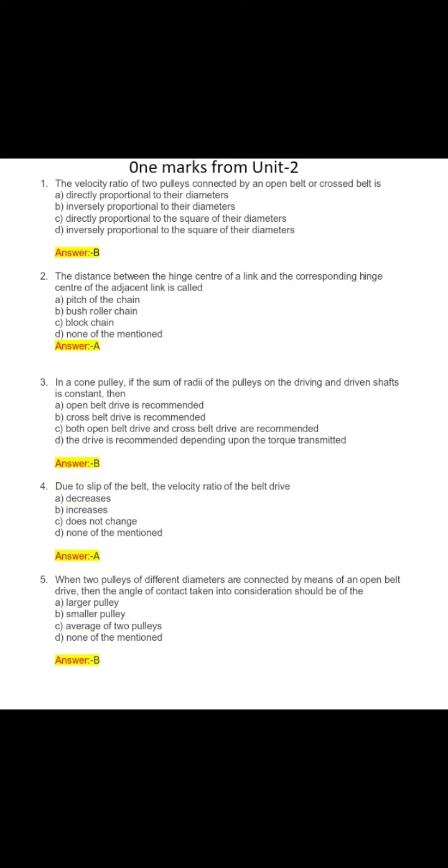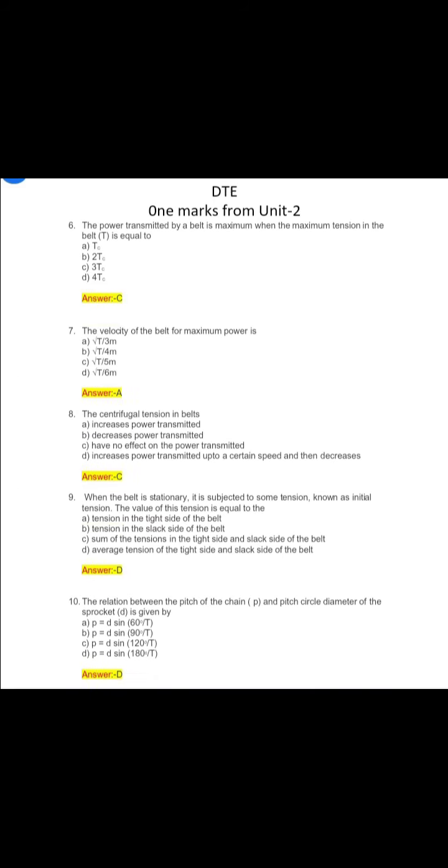Question number 5. When two pulleys of different diameters are connected by means of an open belt drive, then the angle of contact taken into consideration should be of the smaller pulley. When pulleys of different diameter are connected by means of open belt drive, then the angle of contact is taken for the smaller pulley only.